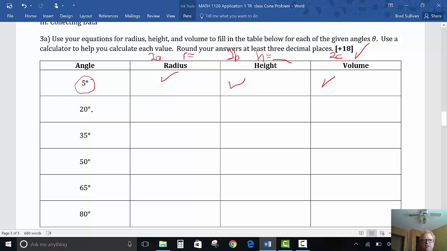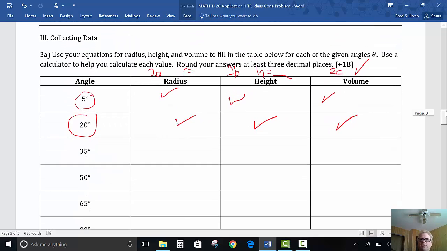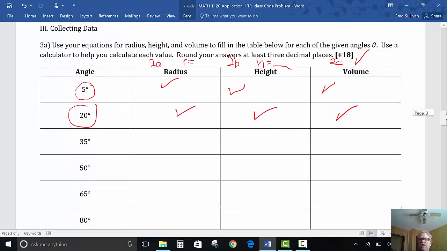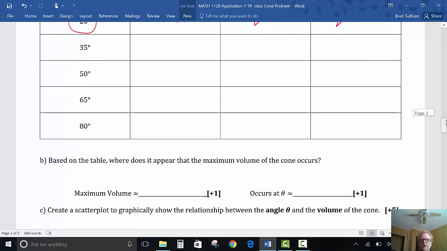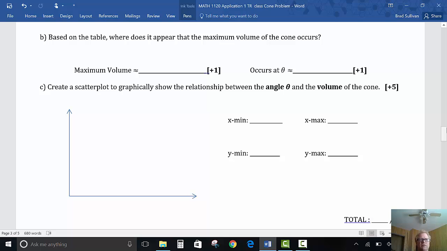And then you're just going to vary that from the next angle. You're going to do 20 degrees, and of course you're going to figure out the radius, the height, and then the volume. And you're going to go all the way down to the end, and you're going to see things changing. The radius is going to change, the height is going to change, and the volume is going to change, right? So what you're going to get into now is using your graphing calculator, and you're going to try to find the maximum volume. Now, just a couple of little hints on this.